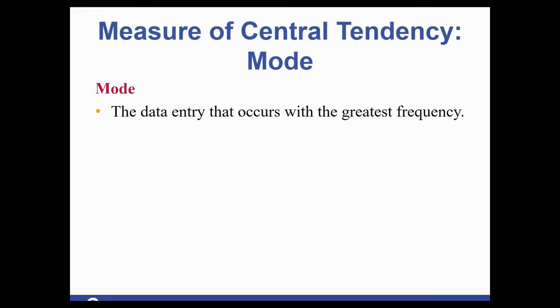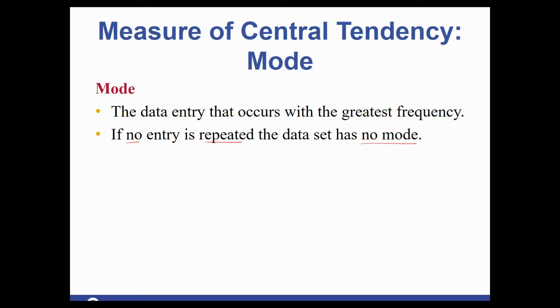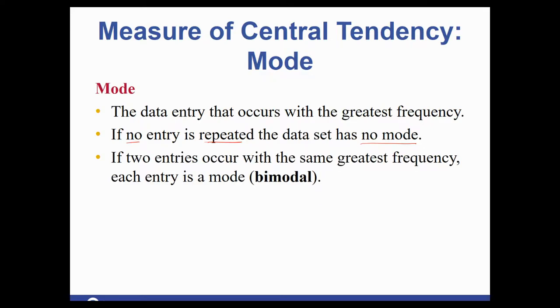So the last of these three is mode, the data entry that occurs with the greatest frequency. If there is no entry that is repeated, then you can have no mode. That is an option. If two entries occur with the same greatest frequency, then each entry is a mode, and it would be called bimodal. So you could have no mode, you could have one mode, you could have more than one mode.